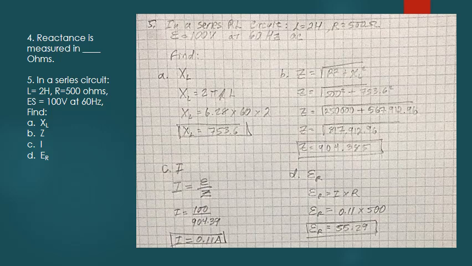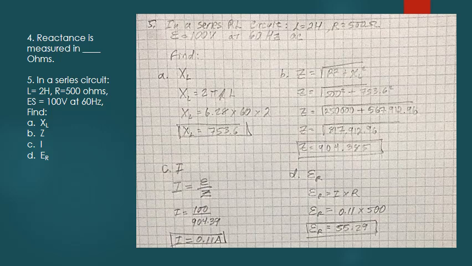We follow the formula for inductive reactance. Again, XL, which is inductive reactance, equals 2 times pi times frequency times inductance in henries. Plugging in our values, we have 6.28 for our multiplication between 2 and pi, times 60, which is our hertz in AC, and 2, which is our henries for the inductance. We ultimately get 753.6 for our inductive reactance.